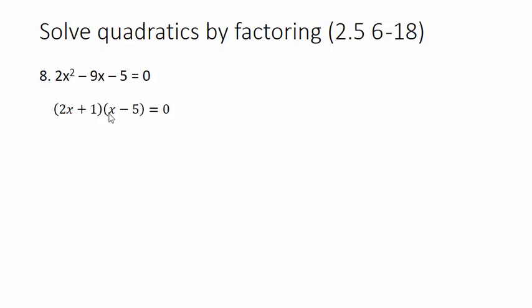If we do 2x plus 1 times x minus 5, that would definitely give us the 2x squared and the minus 5 on the outside terms. But on the inside, I get 1x, and negative 10x would give me negative 9x. So that's how it'll factor, and you can figure that out mentally in your head thinking about it.